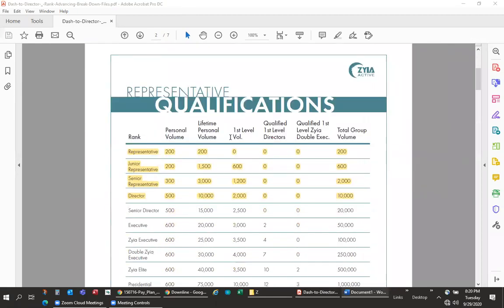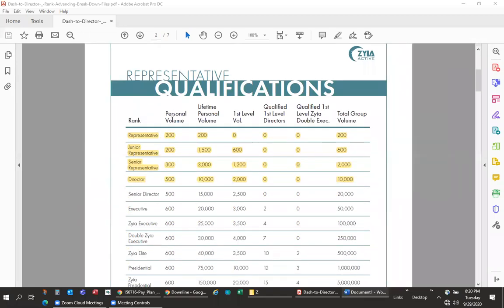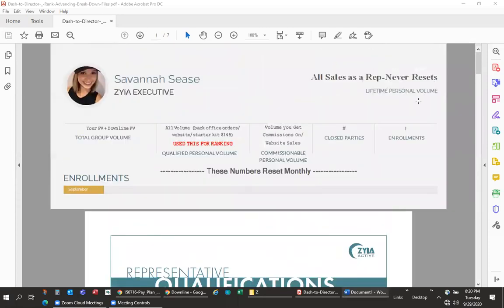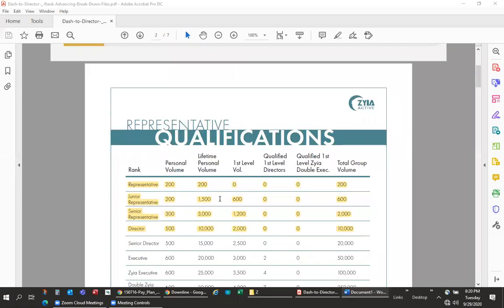So we're gonna go through this slowly, just kind of show you the different levels. When you start as a rep, your personal volume, so what you need to sell for that month to get a paycheck is $200, okay, right here. And then for your lifetime, which is that number you're gonna see in the top right corner of your back office, needs to be at 200. Your first level, so if you don't know what a first level is yet, that means when I personally sign somebody on, they are my first level.